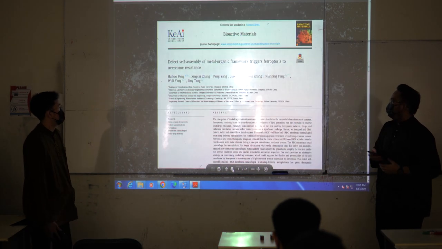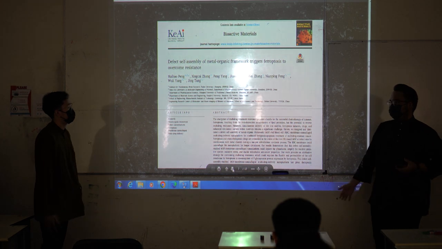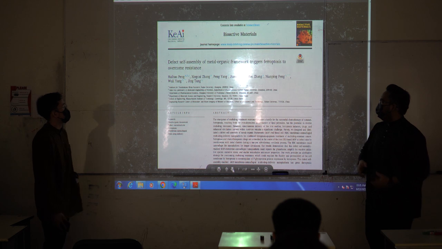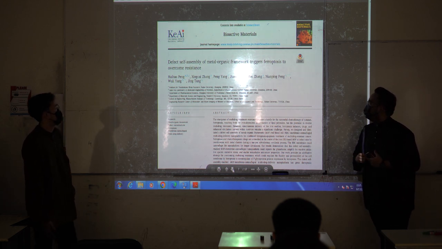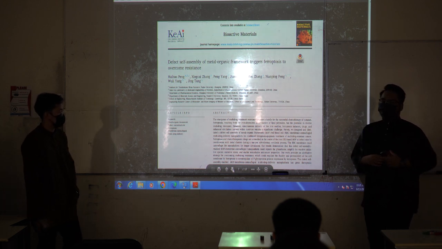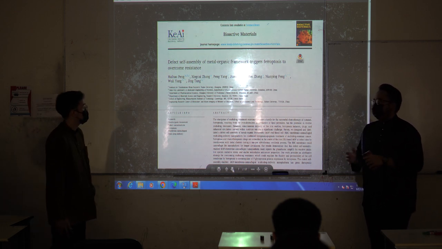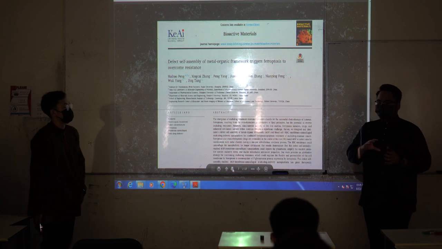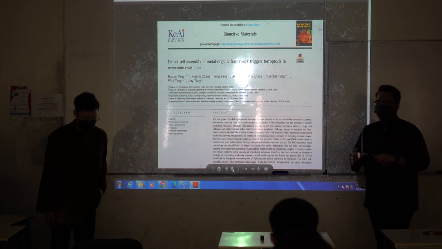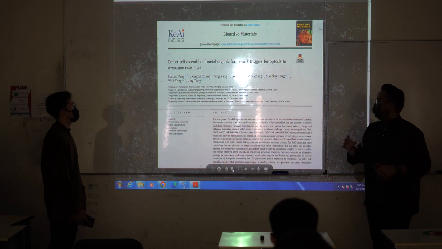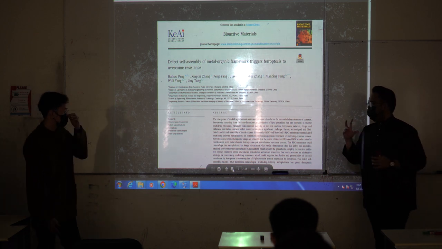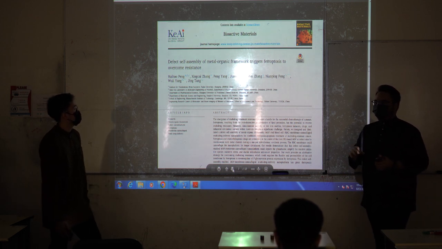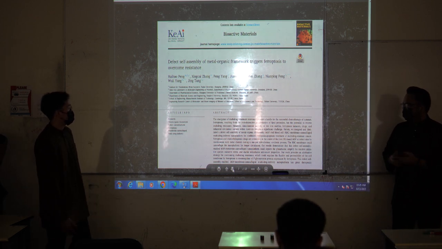Next. As Akif discussed just now, this is the article that we are referring to, entitled Defect Self-Assembly of Metal Organic Framework Triggers Ferroptosis to Overcome Resistance. You might be wondering what defect self-assembly actually is, right? Defect self-assembly is not like the self-assembly where the self-assembled structure has defects here and there, but it is actually the drug molecules self-assembling onto the defect area. We will see an example shortly.